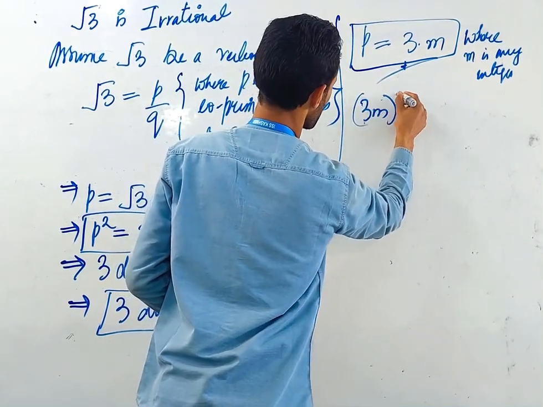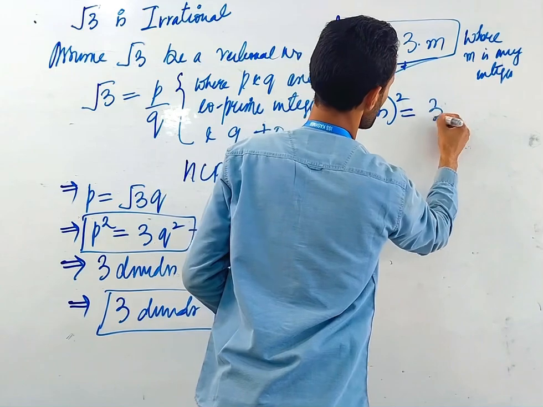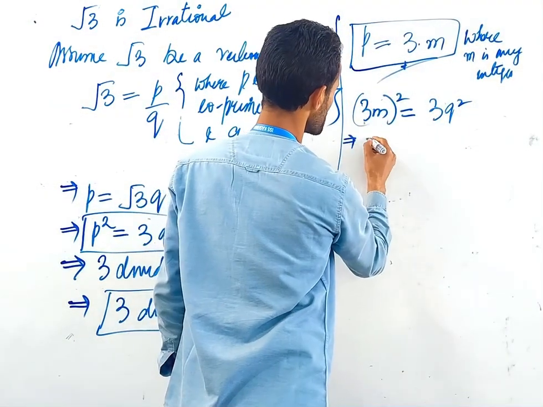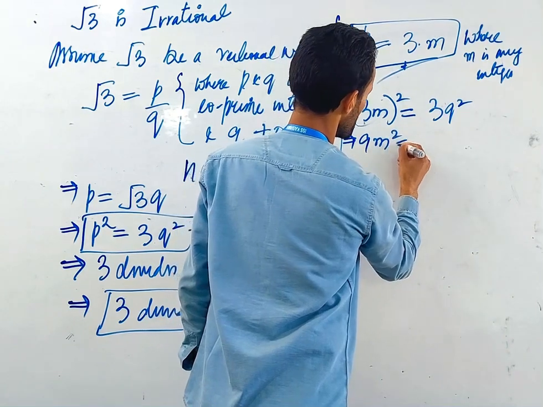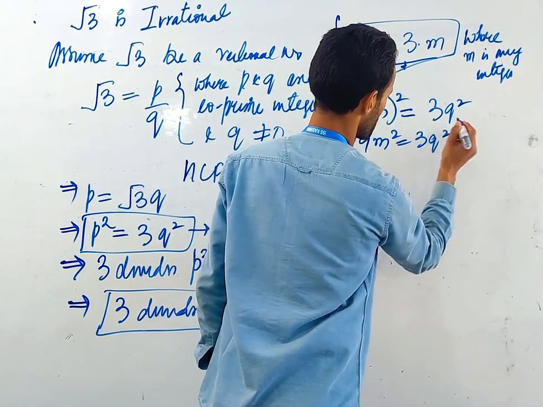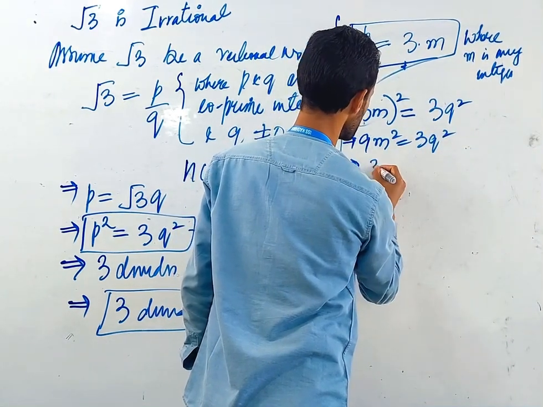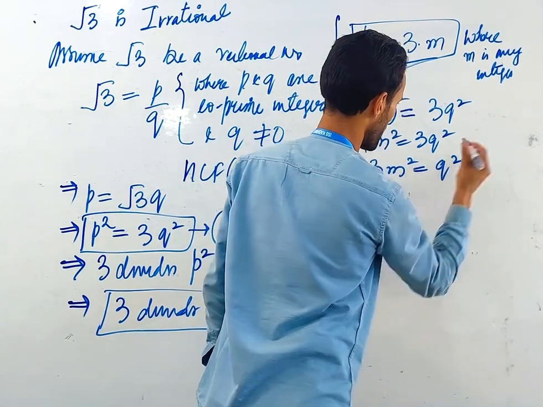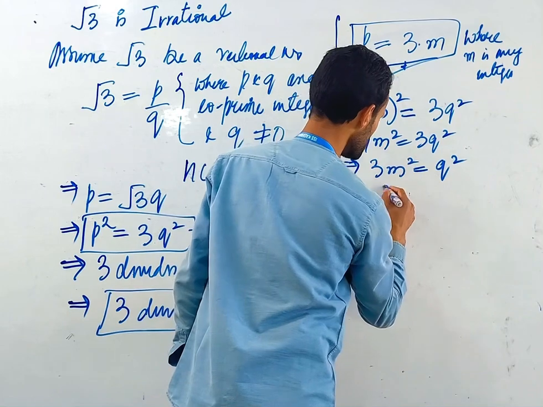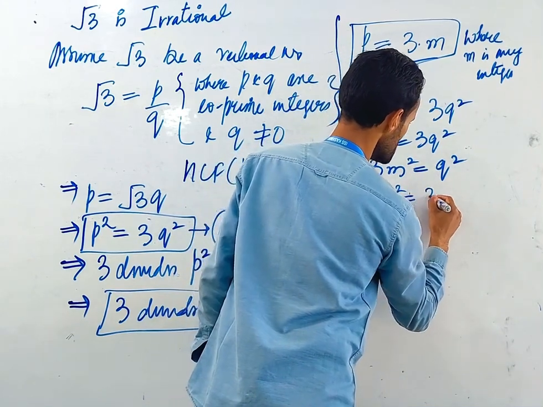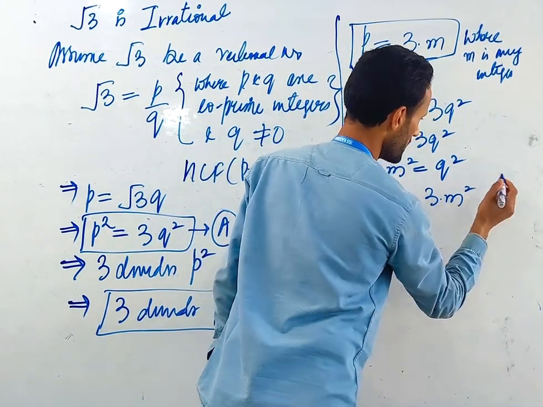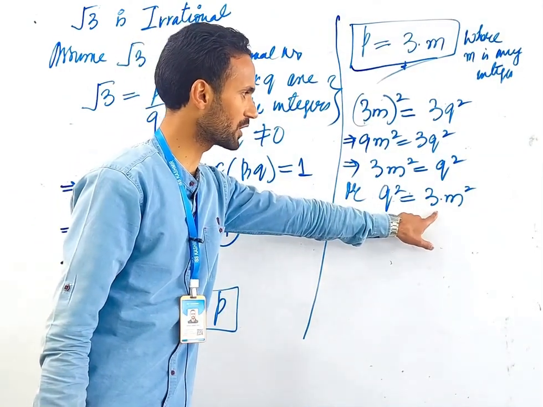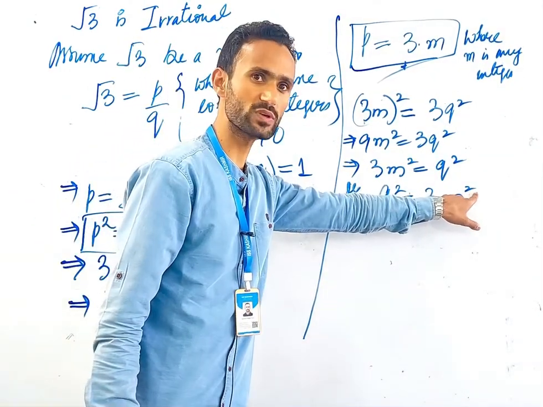3m whole square is equal to 3q square. After solving this, we get 9m square is equal to 3q square. Further simplifying it, we get 3m square is equal to q square. Or we can also write it as q square is equal to 3 into m square. Here q square is equal to the product of 3 and m square.